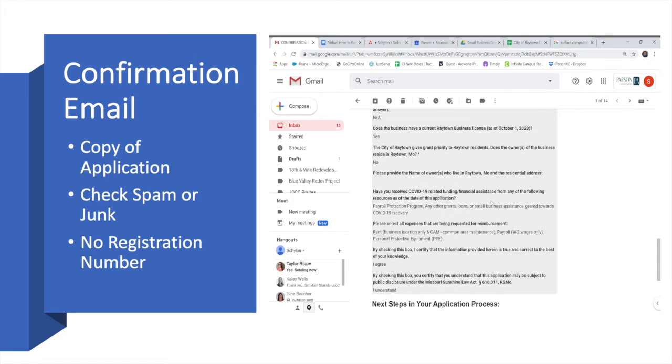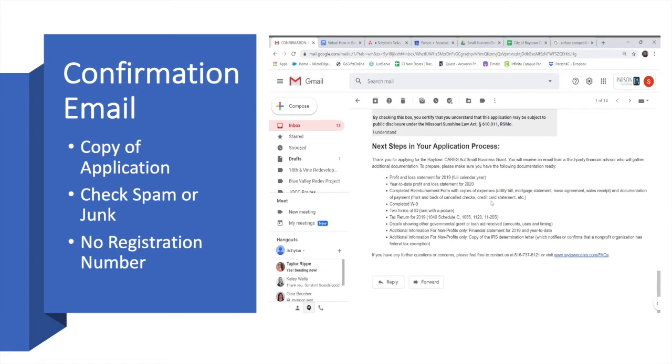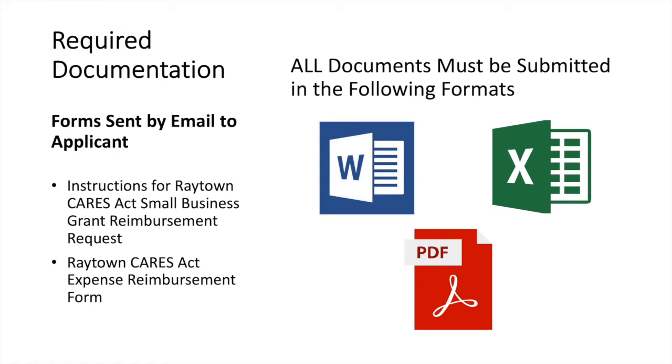Next steps in the application process are located at the end of the email, including a complete list of the financial documentation you should begin preparing. If you do not receive an email, please be sure to check your spam or junk folders. Shortly after completing your application, an email will be sent to the applicant from a financial advisor working on behalf of the City of Raytown.